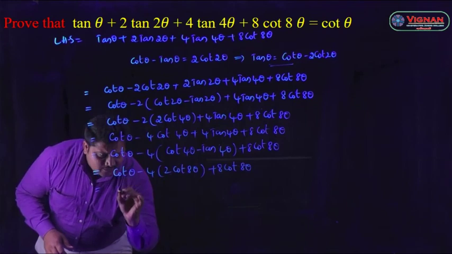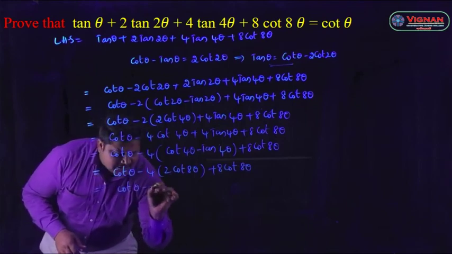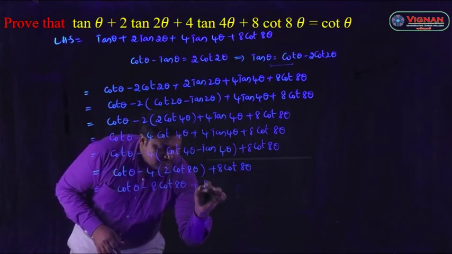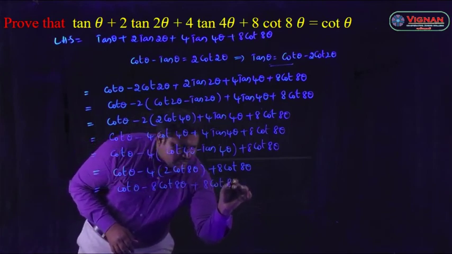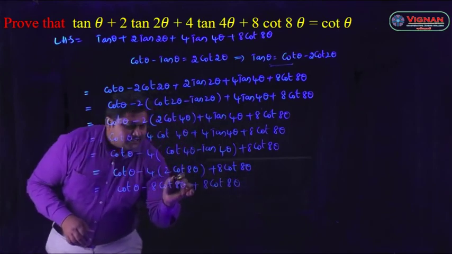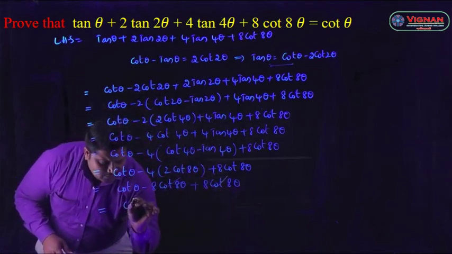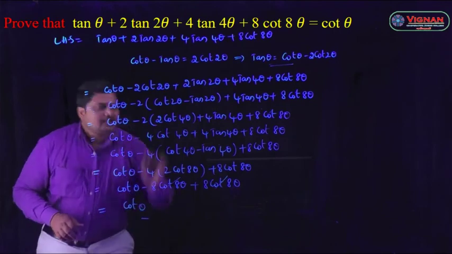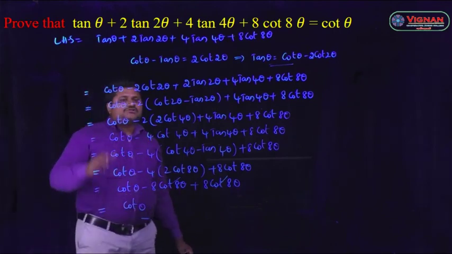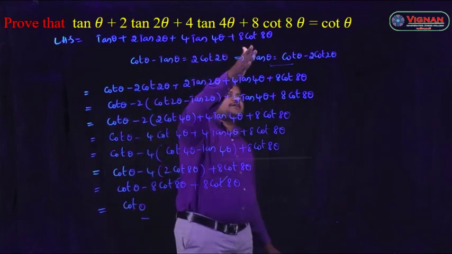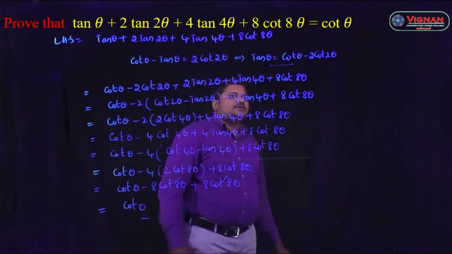Then cot theta minus 4 into 2 cot 8 theta plus 8 cot 8 theta, and we get cot theta minus 8 cot 8 theta plus 8 cot 8 theta. Here 8 cot 8 theta and 8 cot 8 theta get cancelled. We get the solution cot theta. This is the answer: tan theta plus 2 tan 2 theta plus 4 tan 4 theta plus 8 cot 8 theta is equal to cot theta.